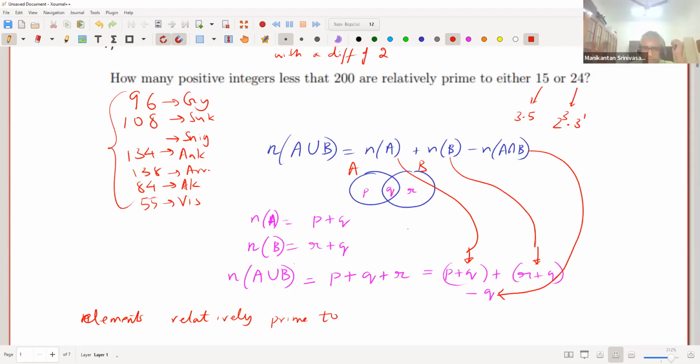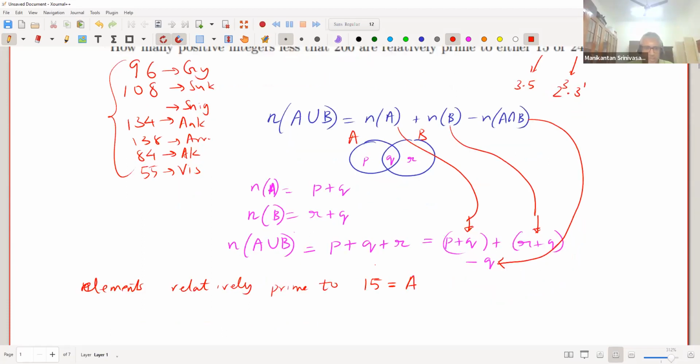Elements relatively prime to 15. Let's call that set A. Similarly, elements relatively prime to 24. Let's call it set B. Okay. So what we want is the number of elements in A plus the number of elements in B minus the number of elements in A intersection B. Okay. All right. So now that I've described how to do this question, I'll park this question here.